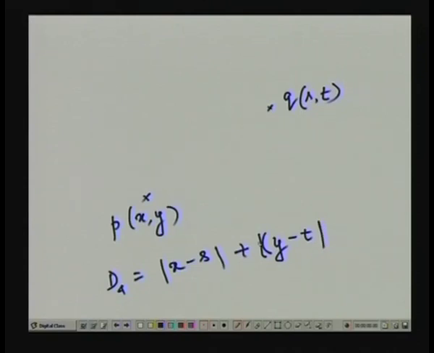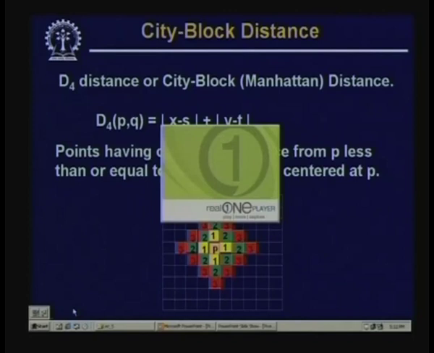So, this clearly indicates that if I want to move from point P to point Q, how much distance I have to move along the x direction and how much distance I have to move along the y direction. Because the absolute value of x minus s is the distance travelled along the x direction, and the absolute value of y minus t is the distance travelled along the y direction. The sum of these distances along the x direction and y direction gives you the city block distance, that is d4.